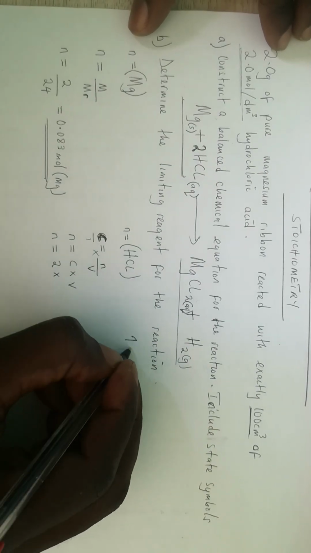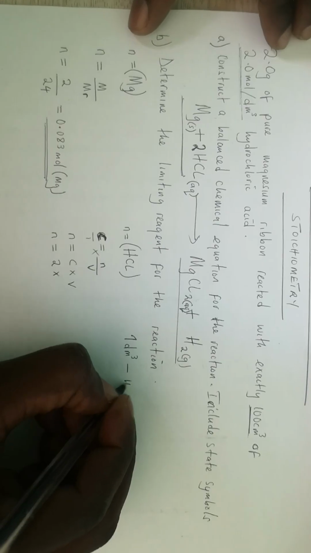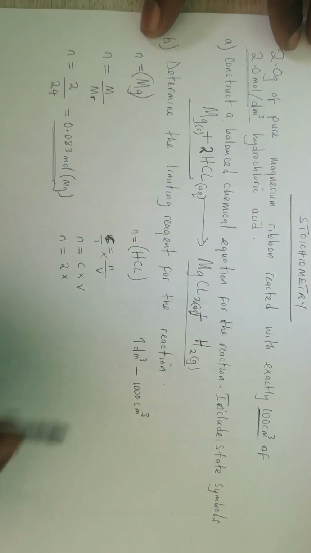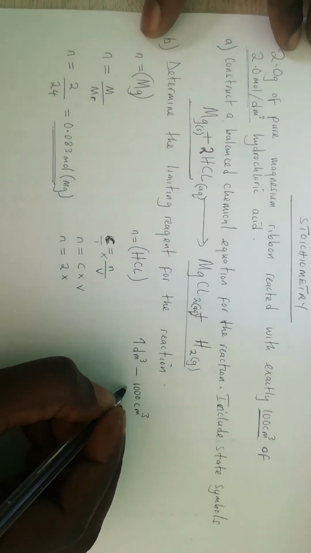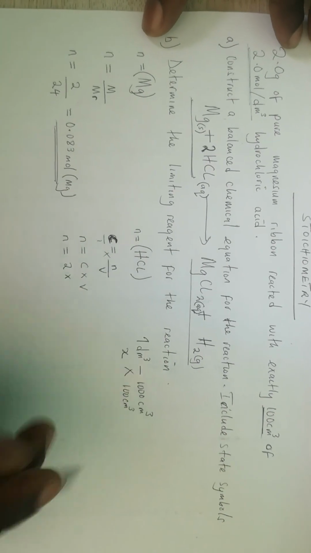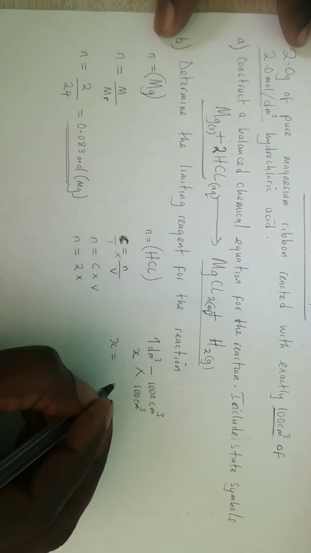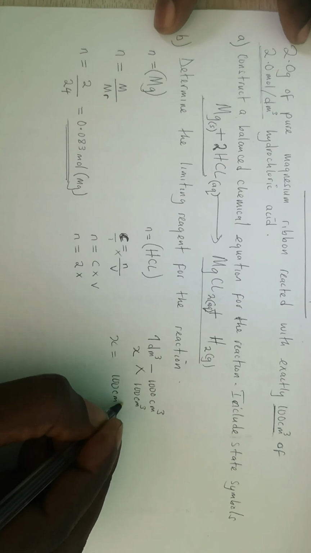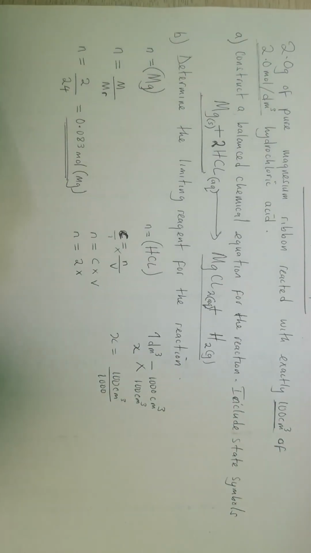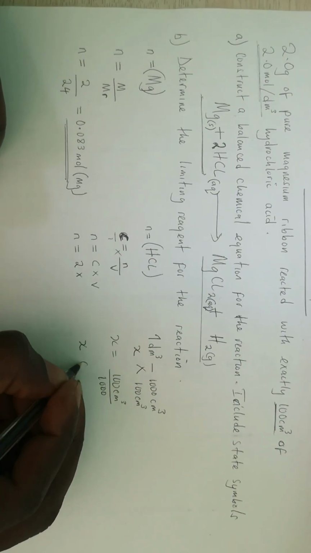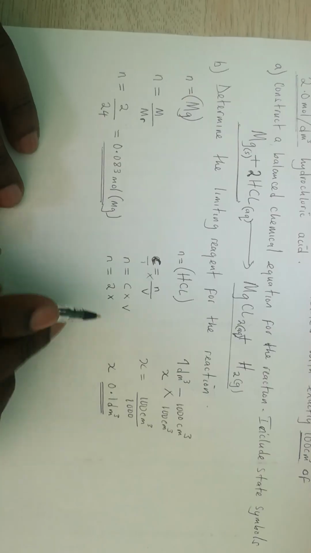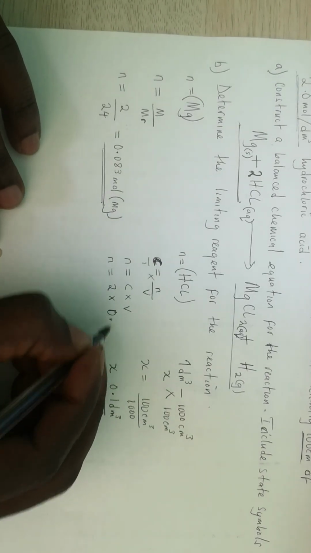So we know that 1 cubic decimeter is just the same as 1,000 cubic centimeters. So basically, if we are given 100 cubic centimeters, what is the volume in cubic decimeters? We don't know, so we say x. So x is just the same as 100 cubic centimeters divided by 1,000. And when we divide that, we get 0.1 cubic decimeter. That is the volume. So we get this and then we put it here, 0.1.